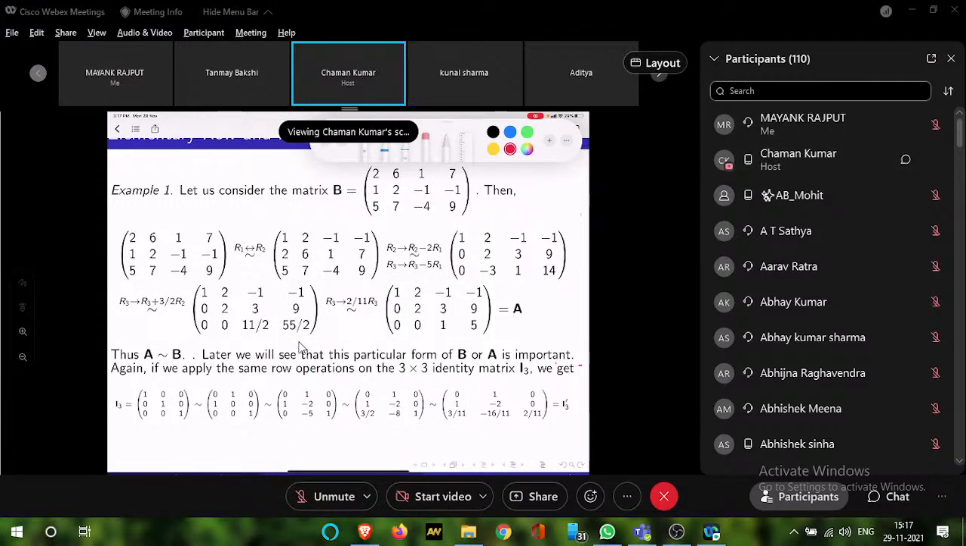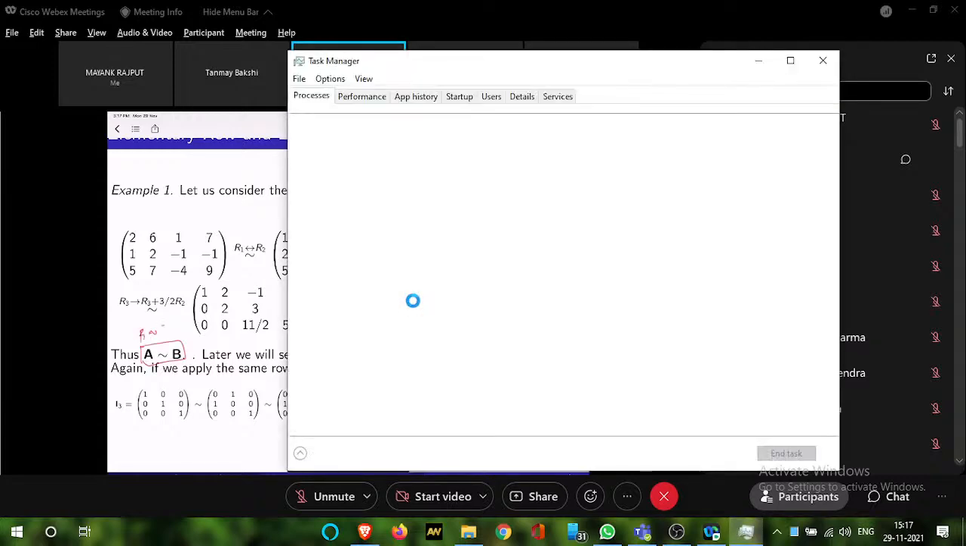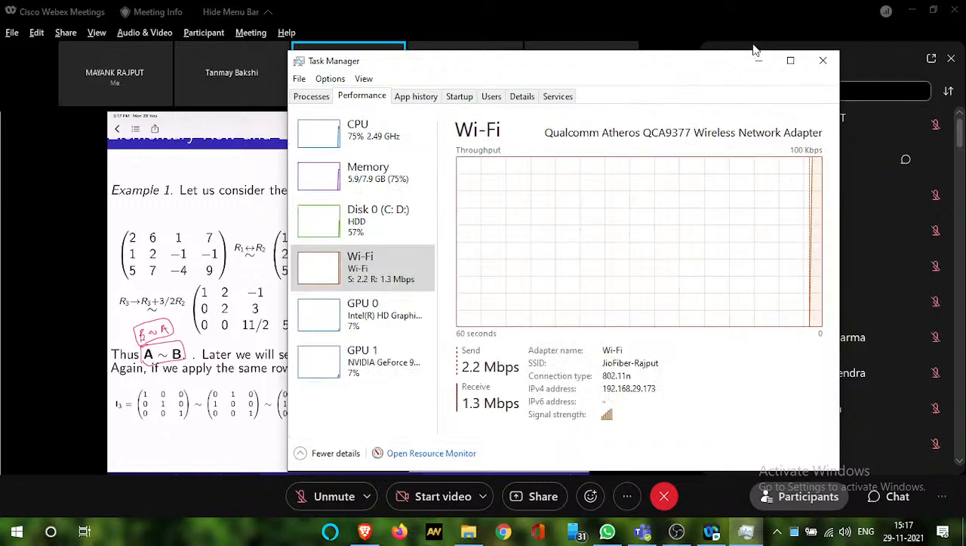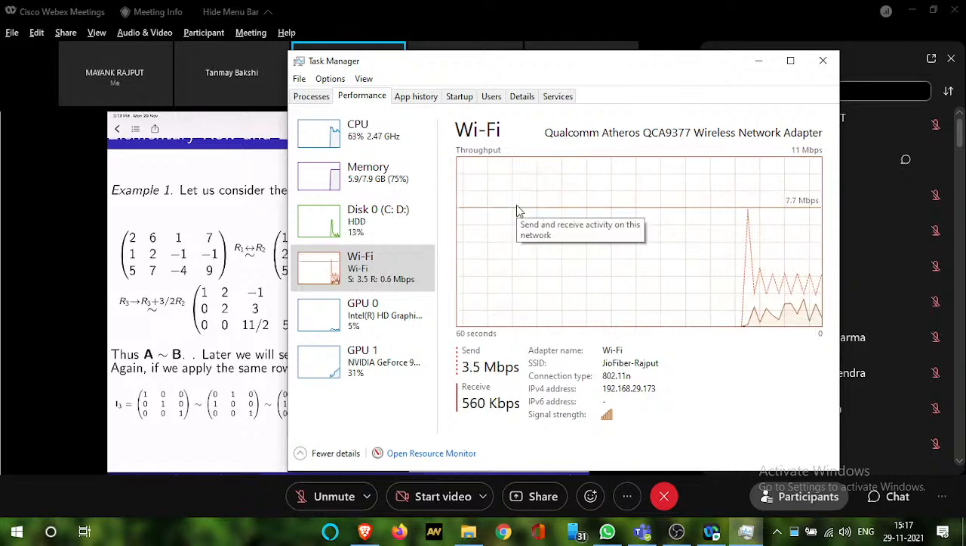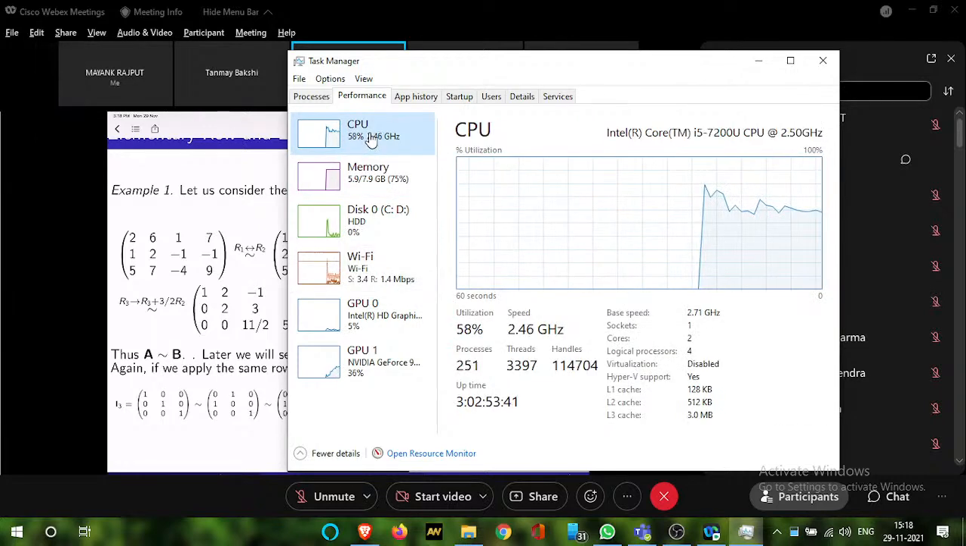So whether you write A equivalent to B or B equivalent to A, they mean the same thing, because from A also you can go to B, from B you can go to A. So both of them mean the same. Fine. Now let us understand another important thing in this calculation.